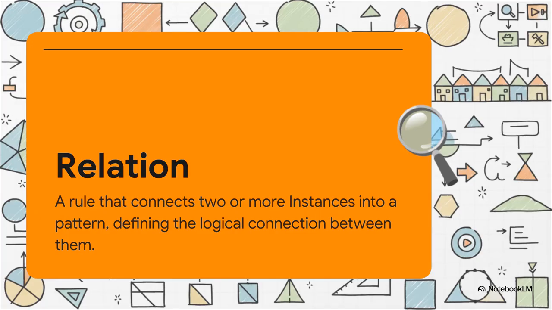Next up, the relation, which you mark with an ampersand. Now, if instances are the atoms, relations are the bonds that connect them. It's just a rule that links instances together. So for example, if we write &diagonal, then !A, !B, we're not drawing a line. We're simply declaring that a specific logical relationship called diagonal now exists between the concept A and the concept B.